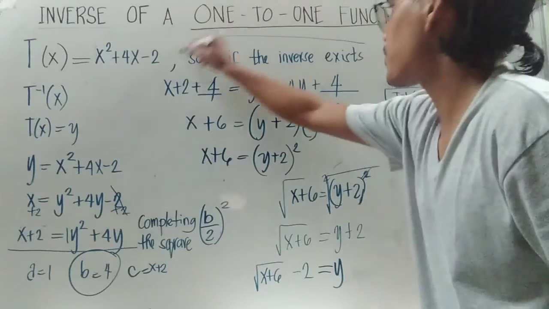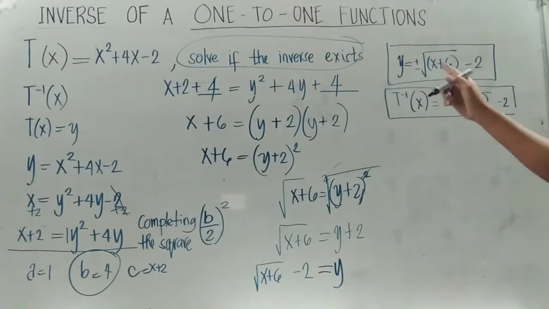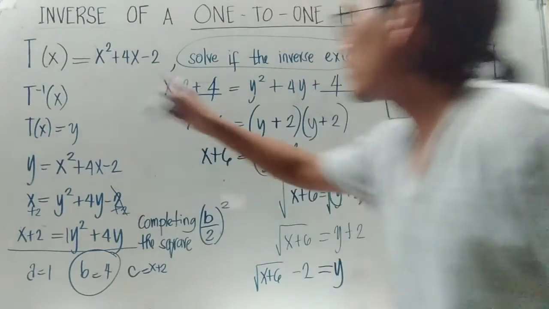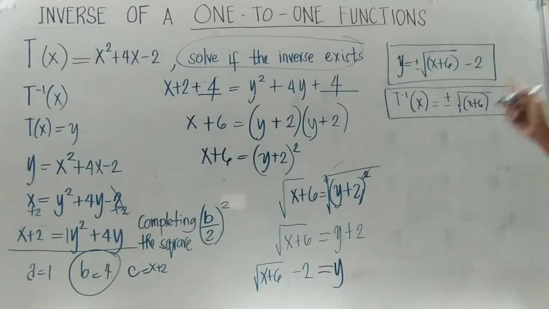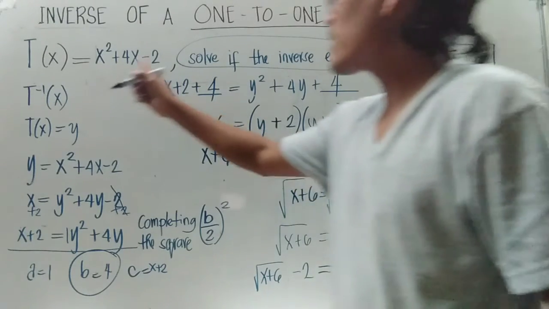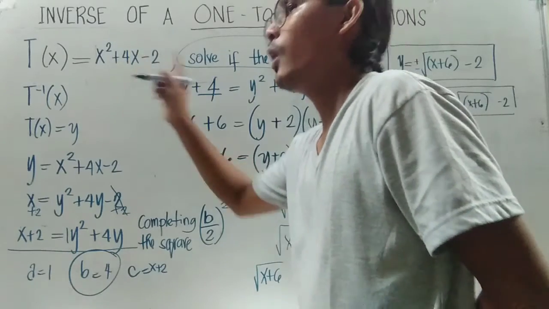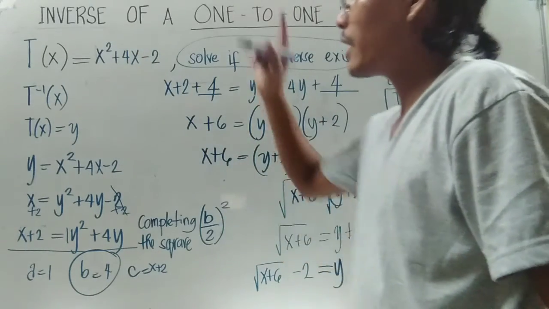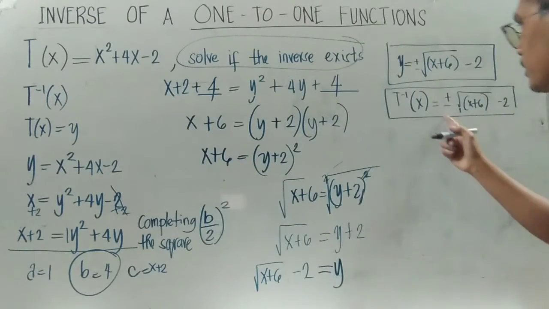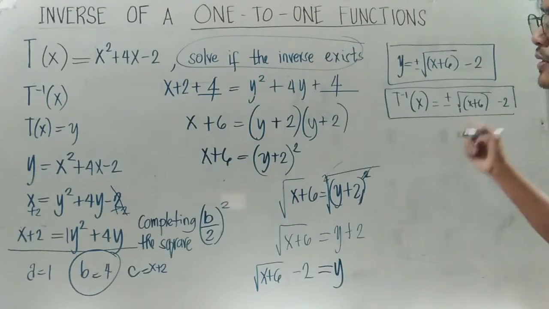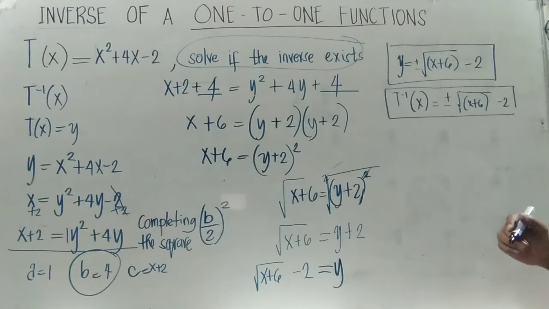Or let's answer this question. If the inverse of this function exists. So based on plus and minus, this one, the inverse doesn't exist. Or we can say that this function is not one-to-one. Again, this function is not one-to-one. Or the inverse doesn't exist.